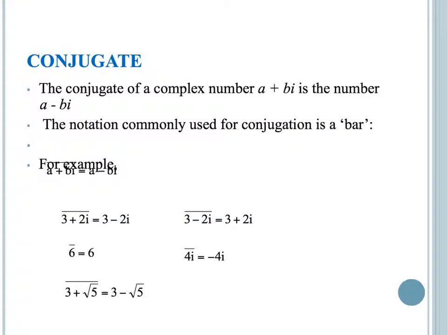So complex numbers come in pairs. If we have a plus bi, the conjugate of it is a minus bi. And a notation for this happens to be the bar. For instance, if we have 3 plus 2i, the bar over top of it is telling us about the conjugate, 3 minus 2i. That's what we have down here. It's telling us about the conjugate.